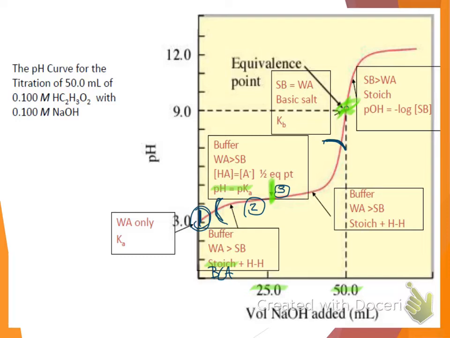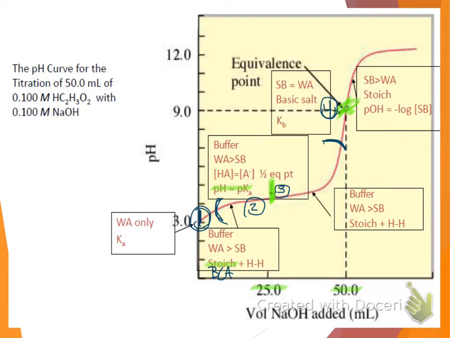Our fourth stop would be at the equivalence point. At the equivalence point, we only have a basic salt, so that's going to be a KB problem. We'll take the ion from our salt, which will hydrolyze water to form OH- and do our KB from there.